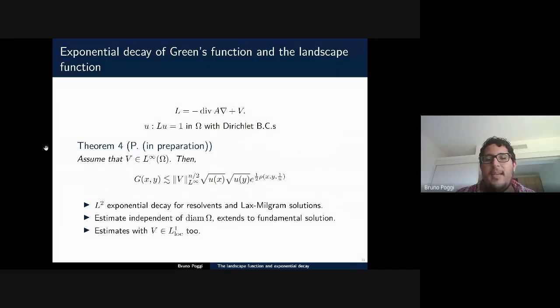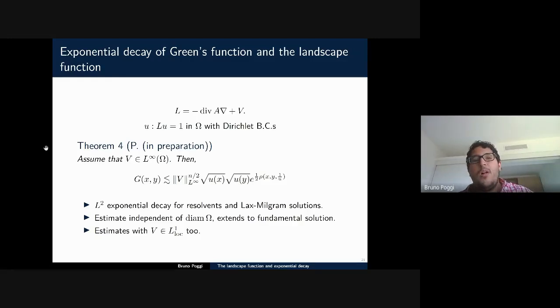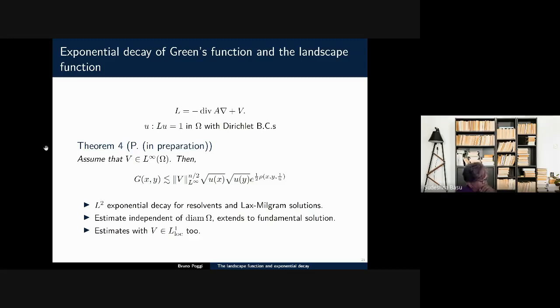And importantly, even though the landscape function is the solution to this Schrödinger operator in omega, and say omega is bounded, you have Dirichlet boundary conditions, the estimate that I get is independent of the diameter of omega. And that means it can extend to the whole domain, to unbounded domains. So part of our work is to also extend the landscape function to unbounded domains, where it is not so easy to see that a solution exists to the problem LU equal 1. In fact, sometimes it doesn't exist.